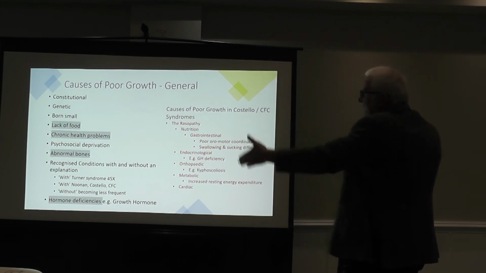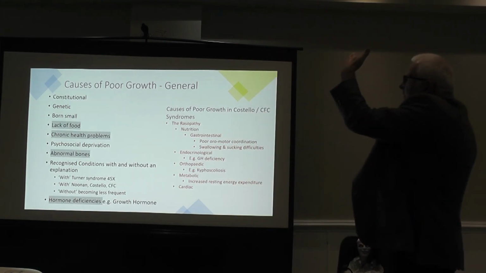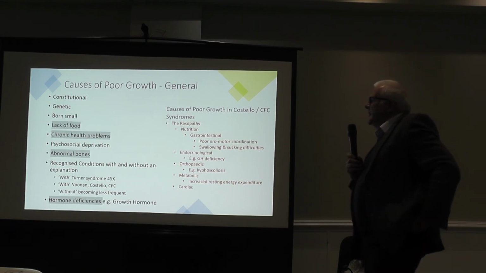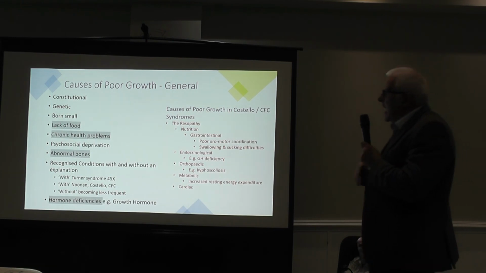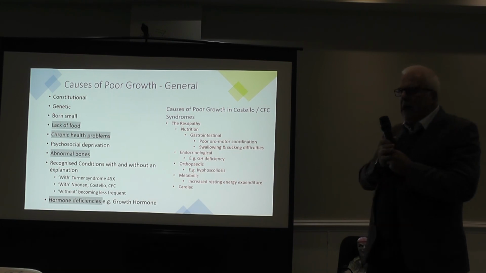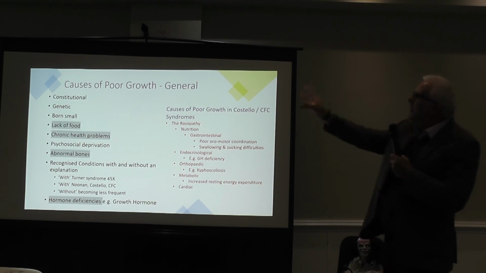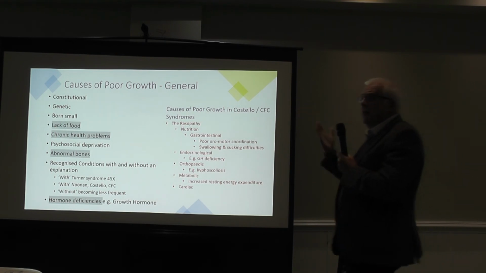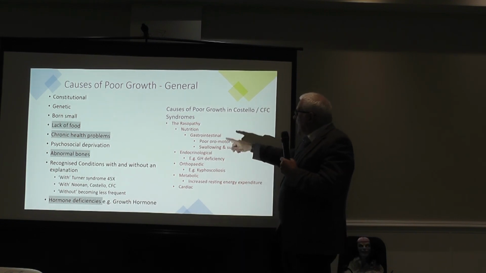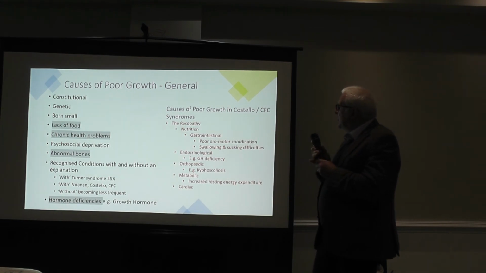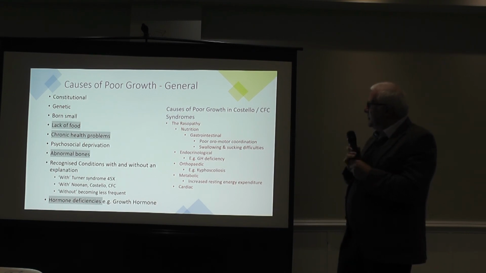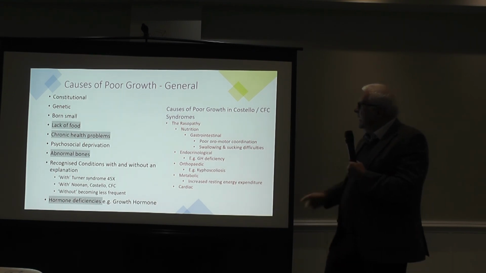Okay, now over on the left-hand side, I have ranked things that I recognise as causing poor growth. So there's a list there, and in the grey, I've put on there where I think causes of poor growth in Costello and CFC fit onto that list. So we've heard about the nutritional problems in early life, and from a gastrointestinal point of view, poor oromotor coordination, difficulties with swallowing and sucking, so not getting that nutrition in as well as could be.